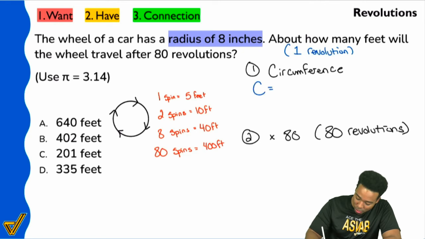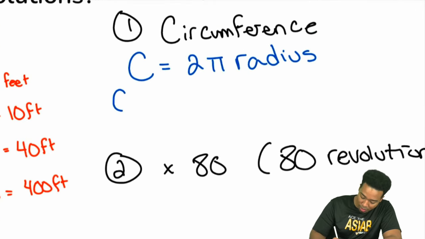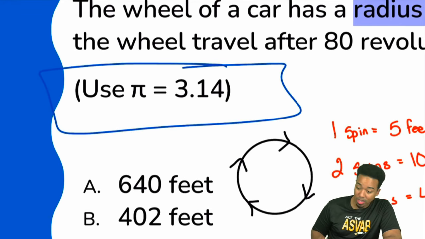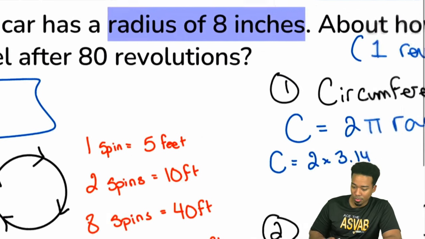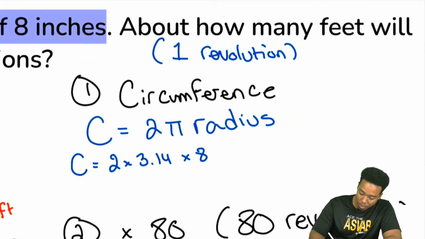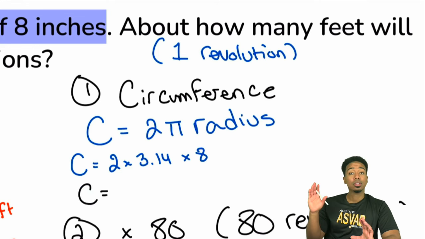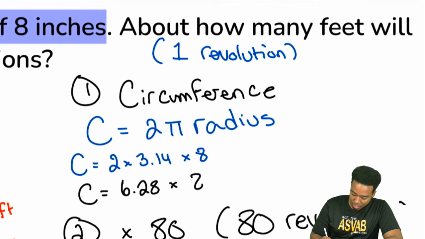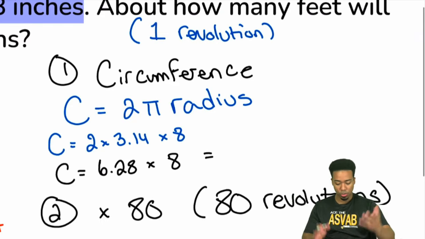So we'll use the radius one. So 2 times pi times the radius. We'll plug in what we have. So we'll have the circumference equals 2 times 3.14, because they tell us to use 3.14 for pi right there, loud and clear. And then we multiply by that radius, which is 8. So I'm going to do the math for you here because I know we're running out of time. It is 6.28 multiplied by 8, and then I'll set that equal to whatever that is.